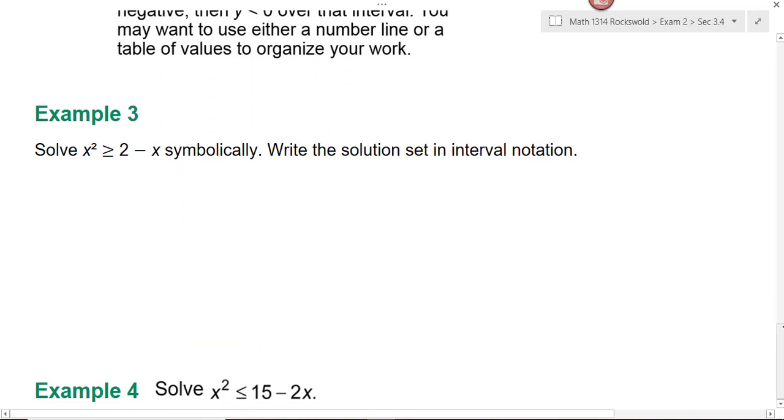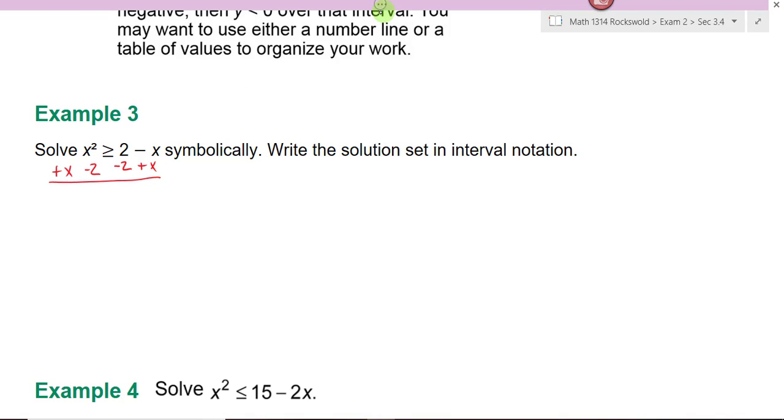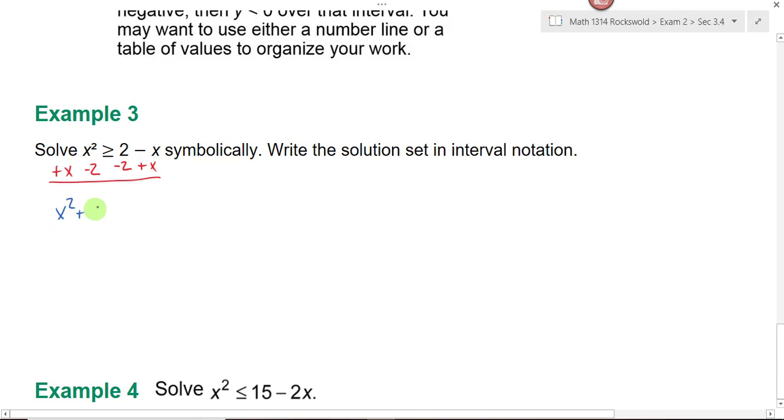So in example 3, we're asked to solve this quadratic inequality symbolically. Our first step is to make this quadratic expression all on one side and a 0 on the other. So I'm going to subtract a 2 from both sides and add an x. And when I do that, that gives me x squared plus x minus 2 is greater than or equal to 0. Now I've got to find my x-intercepts.